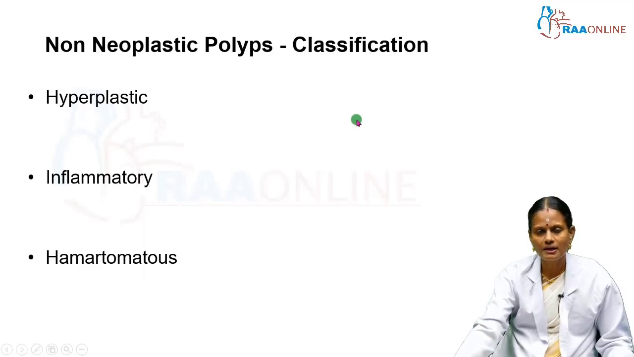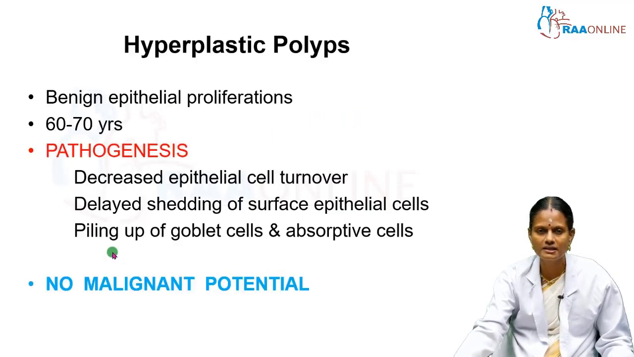Among the non-neoplastic polyps of the intestine, we have three types. They are hyperplastic, inflammatory and hamartomatous polyps. First, we shall see about hyperplastic polyps. They are benign epithelial proliferations.